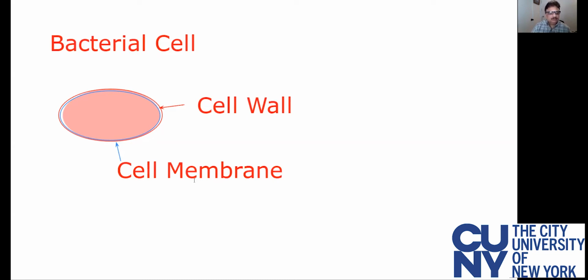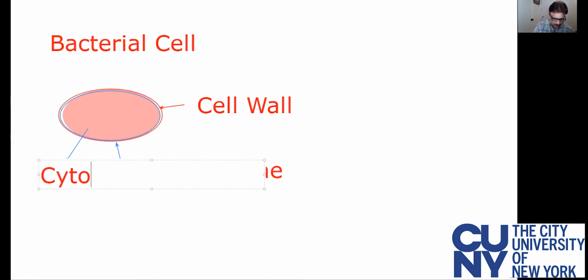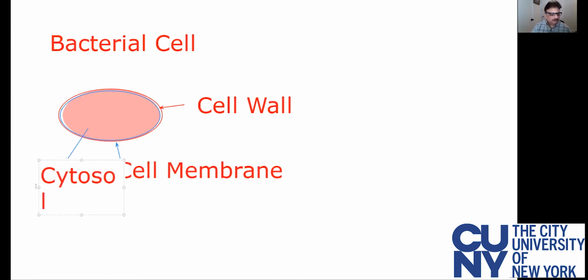Now within this cell wall and cell membrane, there is a fluid structure. This fluid structure is called cytosol. Some books will also refer to this as cytoplasm, but they essentially mean the same. So internal to the cell membrane is a fluidic medium, which is called cytosol, and 70% of this cytosol is water.